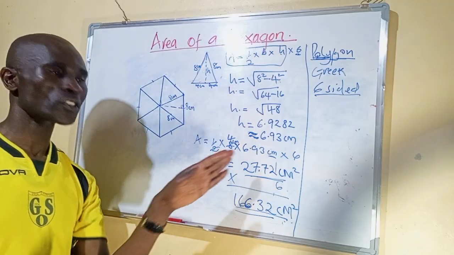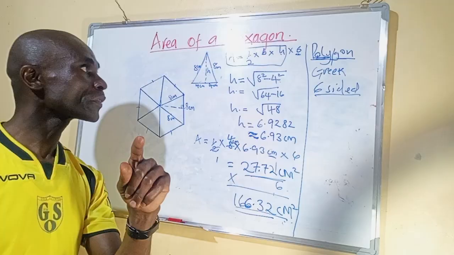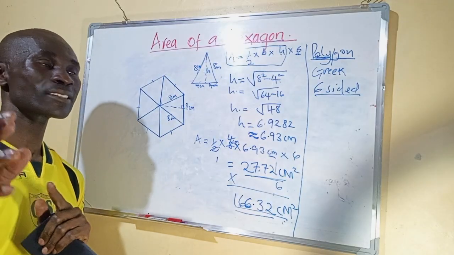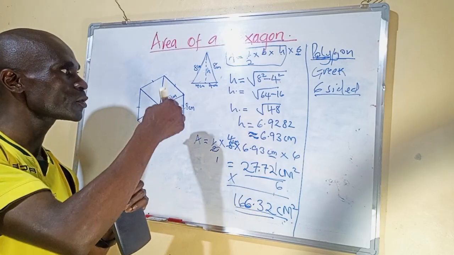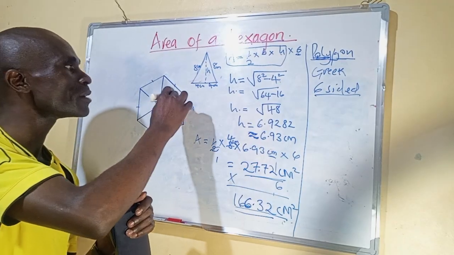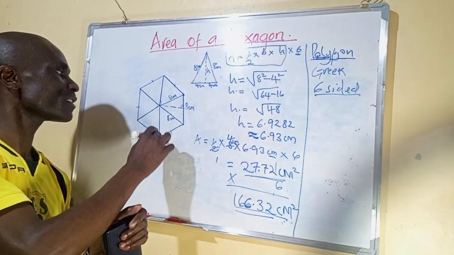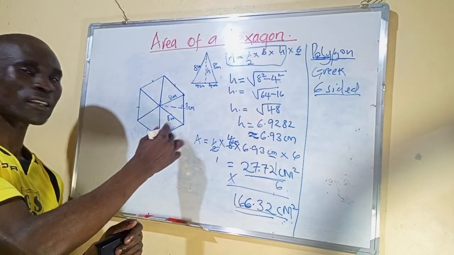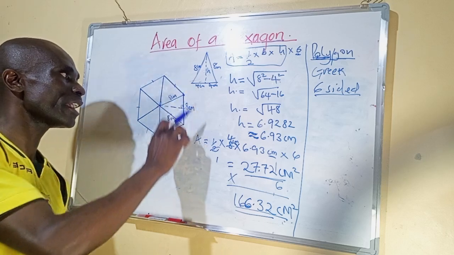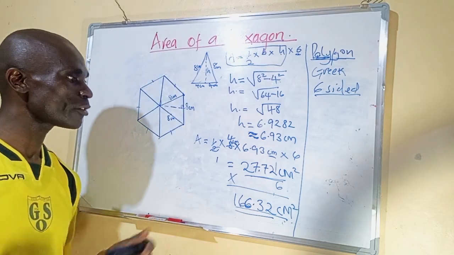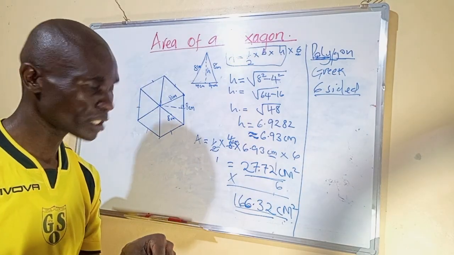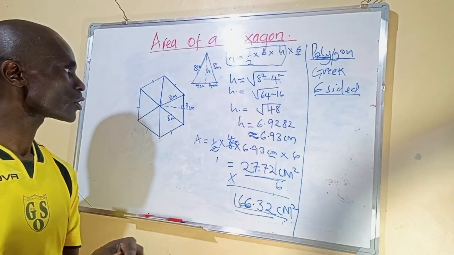So those are the steps that we should always follow if we want to get the area of a hexagon. Hexa means 6, so there are 6 sides, and because it is a hexagon, the distance from the center to the vertices is the same as the length of the sides. Once you are versed with that knowledge, you will not have problems working it out comfortably.